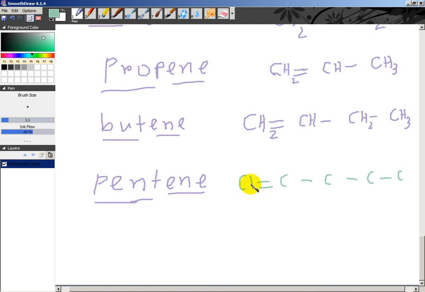This carbon needs two more bonds. These two bonds will form with hydrogen, so two hydrogens here. This carbon has three bonds already, so one bond will form with hydrogen. Every carbon can form four bonds. This carbon has two bonds, so it forms two more bonds with hydrogen. This also has two bonds, so two more bonds will form with hydrogen. This carbon has one bond, so it will form three more bonds with hydrogen. This is the pentene. The naming is right.